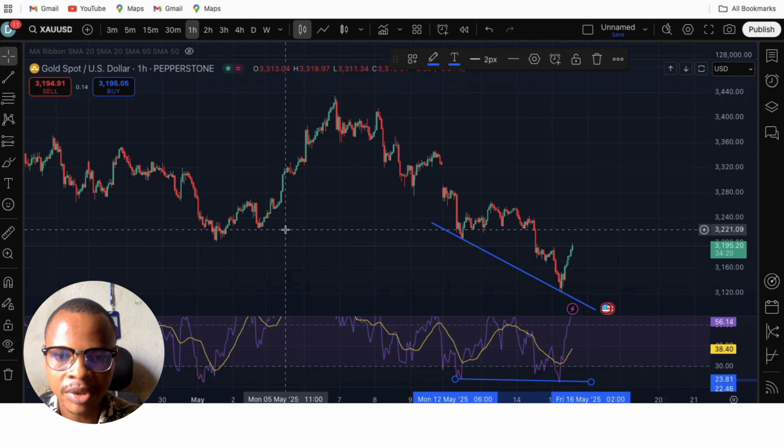And what does this simply mean? This simply means that the momentum is changing direction. Let's say even if the chart is rallying up, the RSI shows the volume or the momentum in the market.